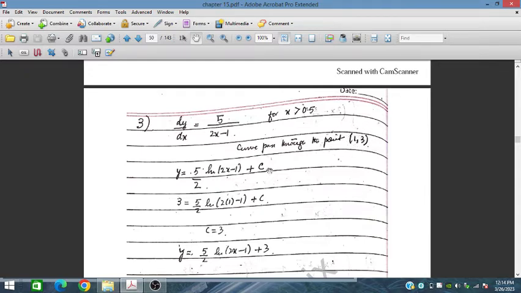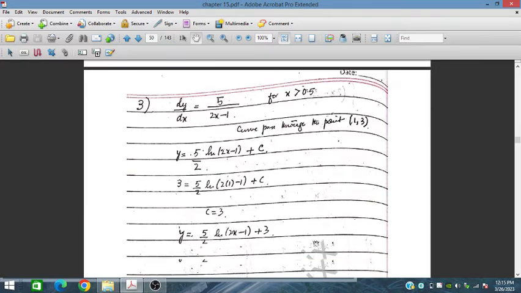in place of x we will place 1, and in place of y we will place 3. So 3 equals 5/2 ln(2·1 − 1) plus c. On simplification, this is 2 − 1, ln 1 is 0, so c is equal to 3. So y is equal to 5/2 ln(2x − 1) plus 3. So this is the curve, the required equation of the curve.